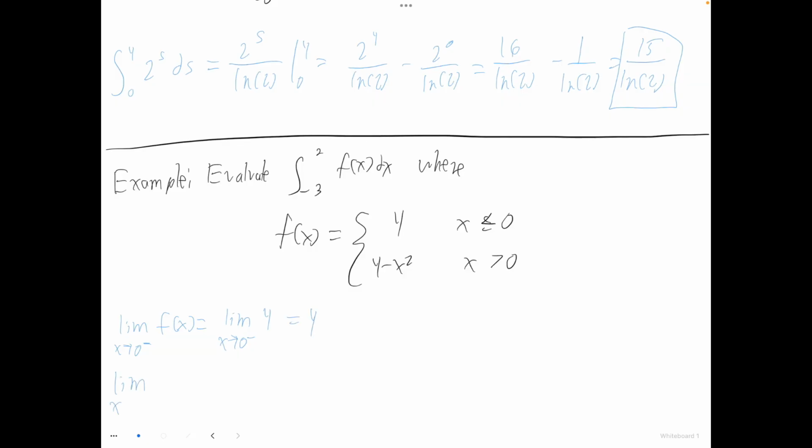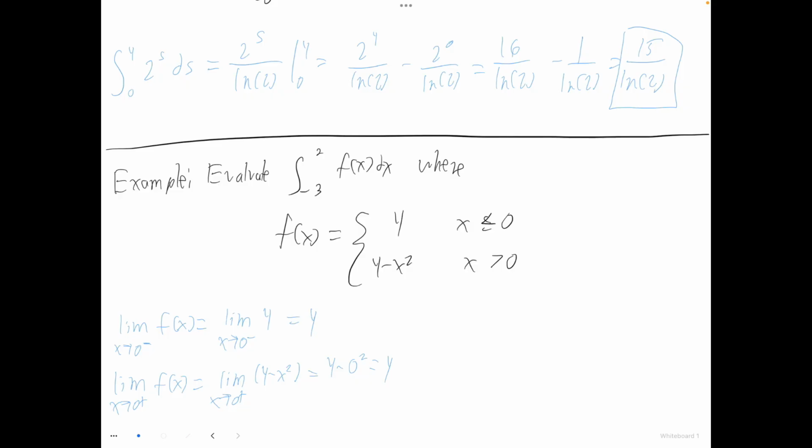And if we approach 0 from the right, this is the limit as x goes to 0 from the right of 4 minus x squared. We can plug that in to get 4 minus 0 squared, so we get 4. So they both approach 4 from the left and the right as we go towards 0. Because of that, this function is continuous at 0, so the Fundamental Theorem of Calculus Part 2 does apply here.